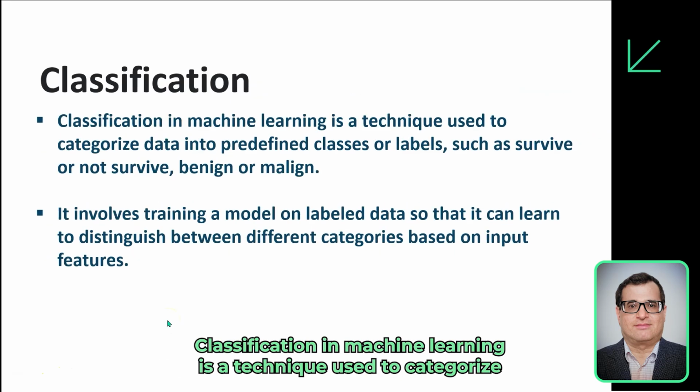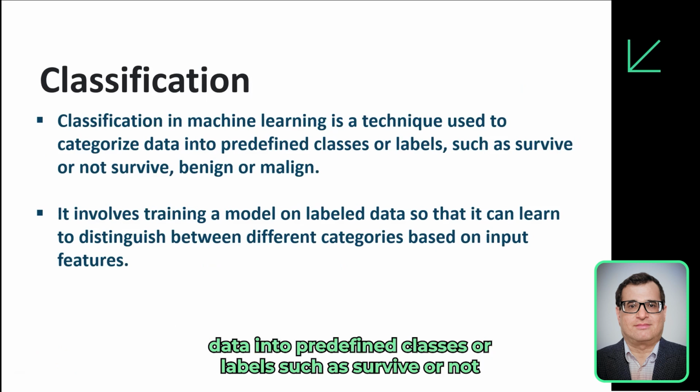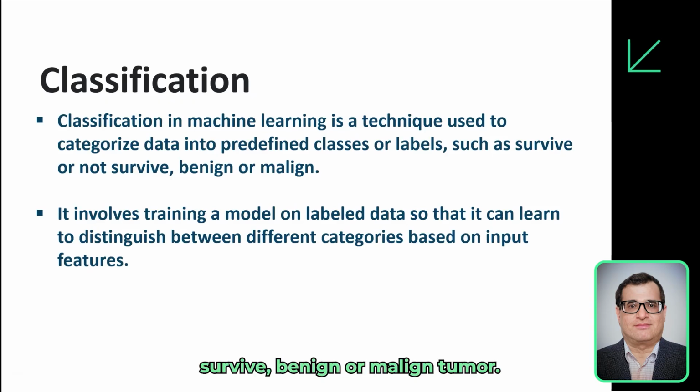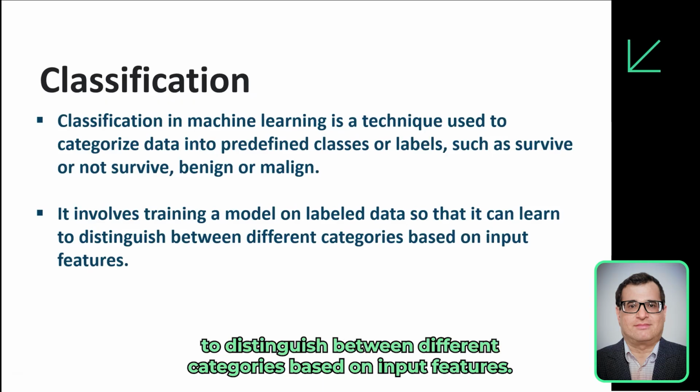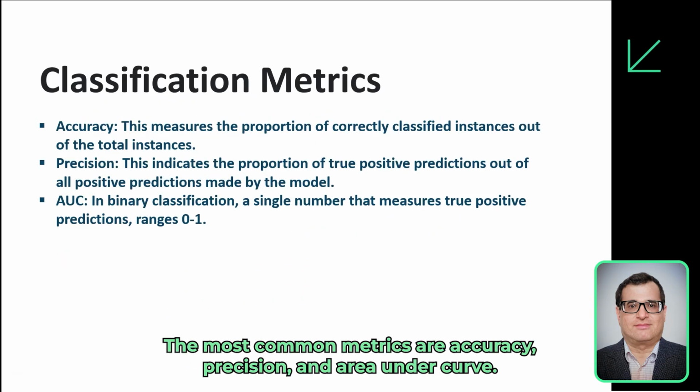Classification in machine learning is a technique used to categorize data into predefined classes or labels, such as survive or not survive, benign or malignant tumor. It involves training a model on labeled data so that it can learn to distinguish between different categories based on input features. The most common metrics are accuracy, precision, and area under curve.